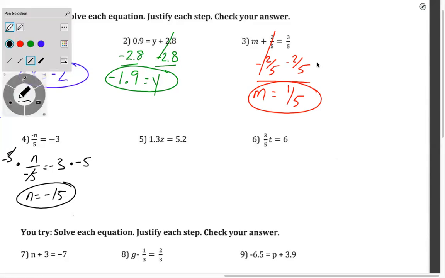All right, let's pick a different color now. Let's pick purple.